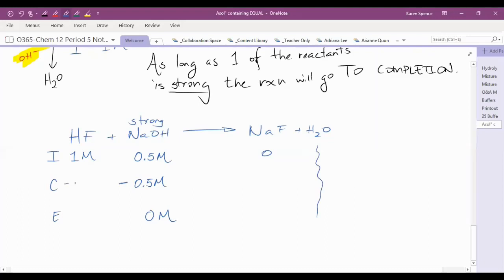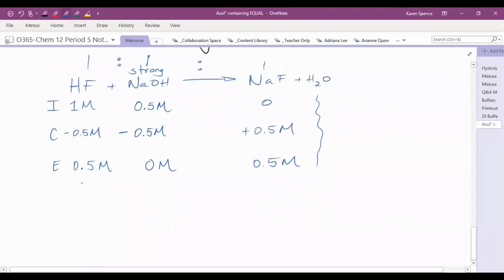And so HF is also going to react in the same fashion, minus 0.5 molar, 1-to-1. And so we will end up with 0.5 molar. And then finally, our NaF, it's still 1-to-1 to 1. And so this starts at 0, but it goes up by 0.5 molar. And so we'll end up with 0.5 molar here. So what that means is that we have 0.5 molar HF, and we have 0.5 molar F minus.